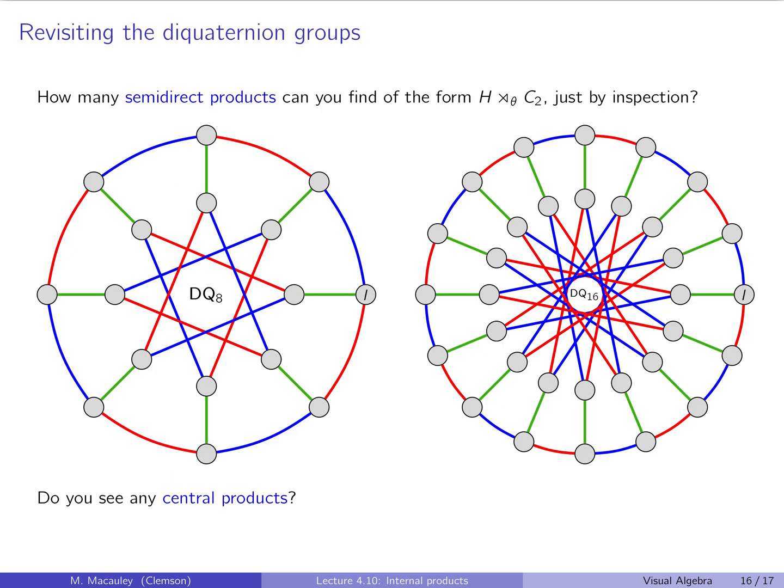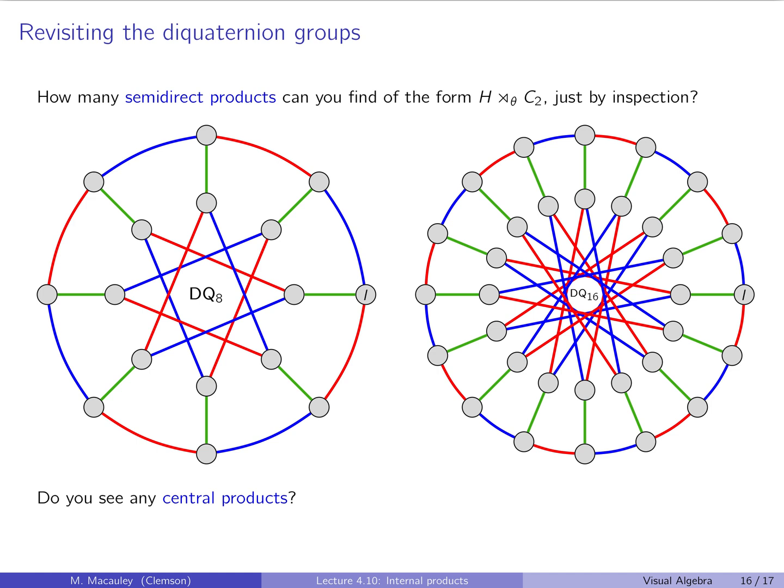I want to finish with a really good example for both semidirect products and central products. This is the diquaternion group DQ8 and DQ16. If you're not familiar with these, I encourage you to watch my lecture from chapter 2, where I introduce these. And again, this name is mine. It's not something that you will see that much in the literature, or at least not when I'm recording this. I'm hoping that the name will catch on in a few years.